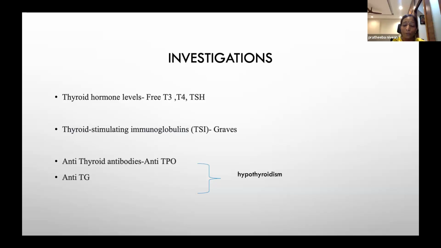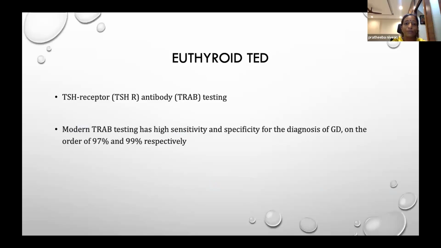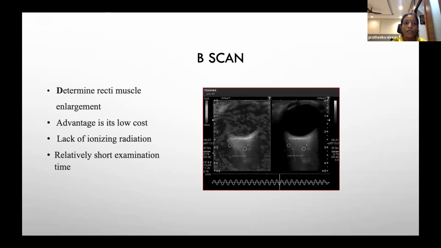We can also make use of them because most of the time the thyroid function levels will be normal, but the antibody assay will be abnormal, and that is the reason for the patient to develop eye disease. So it's important to look for thyroid stimulating immunoglobulins, antithyroid antibodies, and anti-thyroglobulin. And that is what I have told you about euthyroid thyroid eye disease and the antibody titer importance.